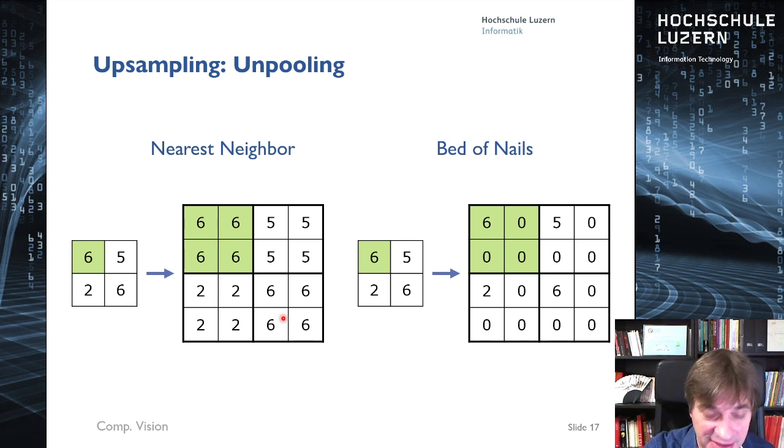Another possibility is to use the so-called bed of nails. Nails means you just have one peak where your actual value is. So you put the 6 in here, or the 5 in here, the 2 and the 6, and you leave the other values here at 0. Of course the values at 0 are not so convenient for the later step, but you could follow this unpooling by normal convolutional layers that will distribute those 6 in the neighborhood, and then you have again some values at each point.